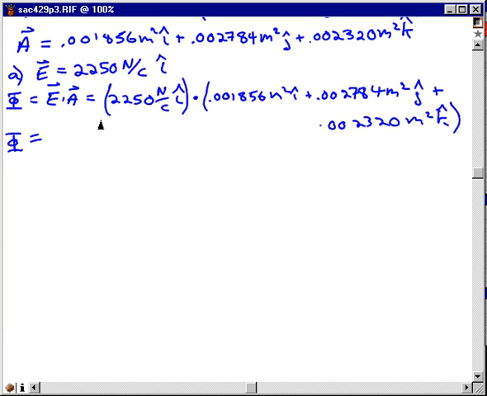Phi is 2250 newtons per coulomb times 0.001856 meters squared, which turns out to be 4.18 to 3 sig figs. We'll go ahead and round it this time. Newton meter squared per coulomb, the unit of electric flux. It's 4.18 Newton meter squared per coulomb.